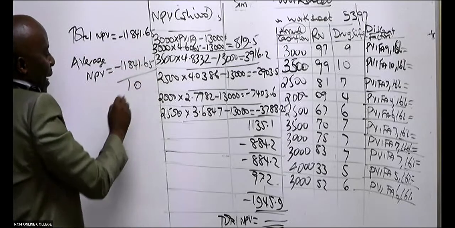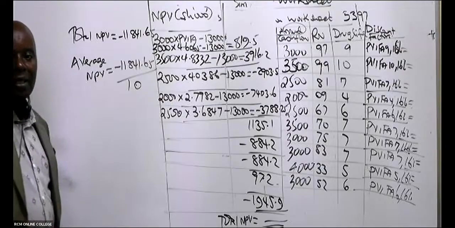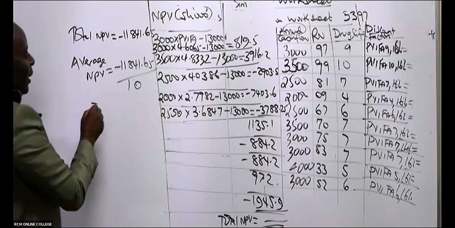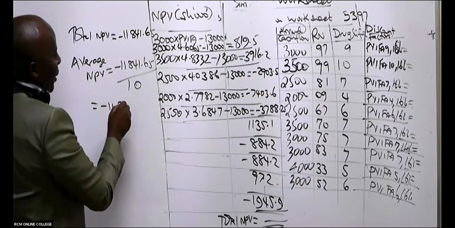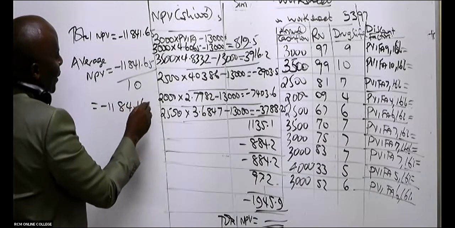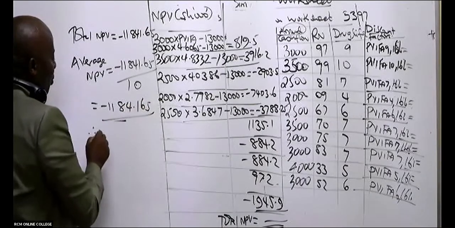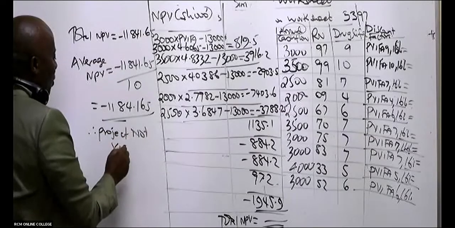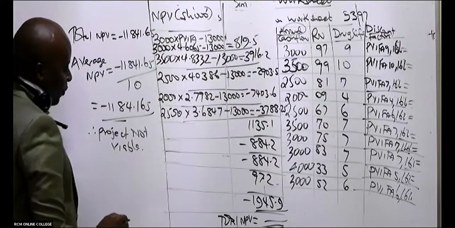Once I get this, I'll be able to get what we call average NPV, which will be this divided by number of runs. Number of runs were 10. Divided by 10 runs. So this will end up giving us minus 1,184.165, and therefore the project is not viable.